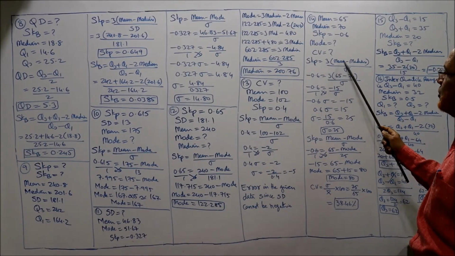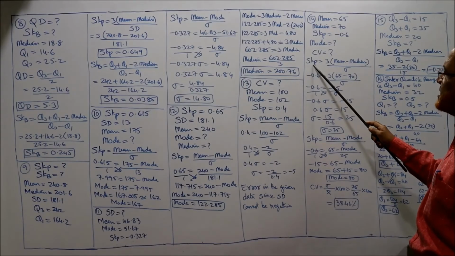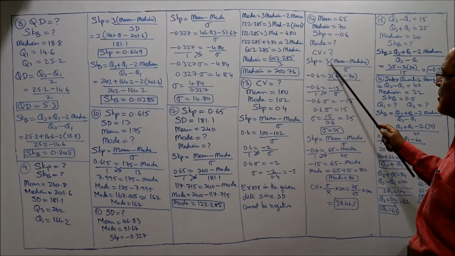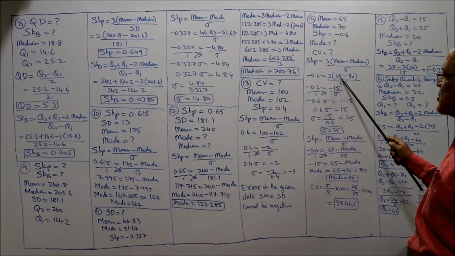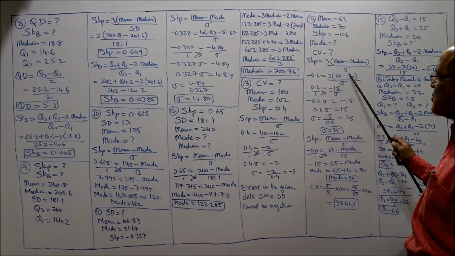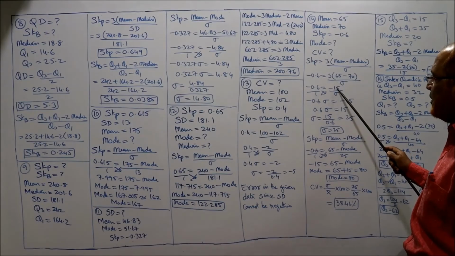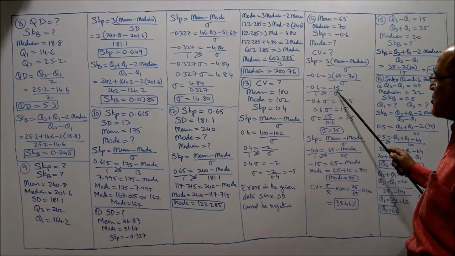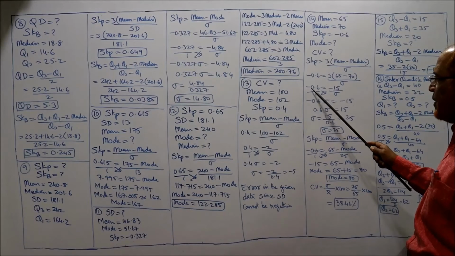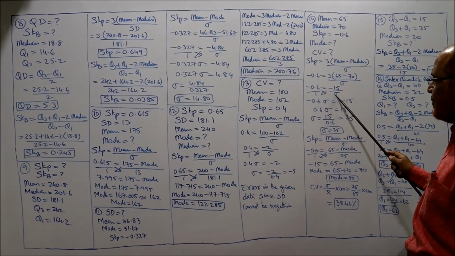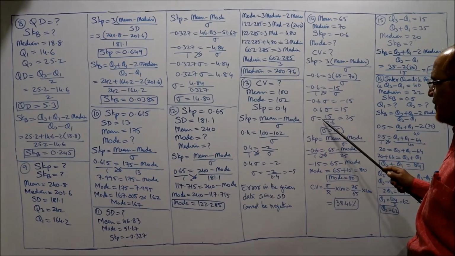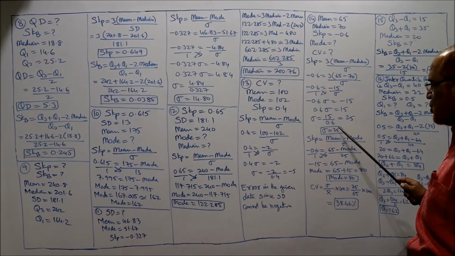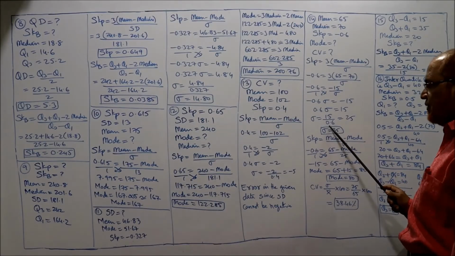SKP is equal to 3 into (mean minus median) by sigma. SKP is minus 0.6 is equal to 3 into (mean 65, median 70). So 65 minus 70 is minus 5. Minus 5 into 3 is minus 15. So minus 0.6 is equal to minus 15 by sigma, cross multiply. Minus 0.6 sigma is equal to minus 15. Minus minus will get cancelled. So 0.6 sigma is equal to 15, sigma is equal to 15 by 0.6, 25. So we got standard deviation.